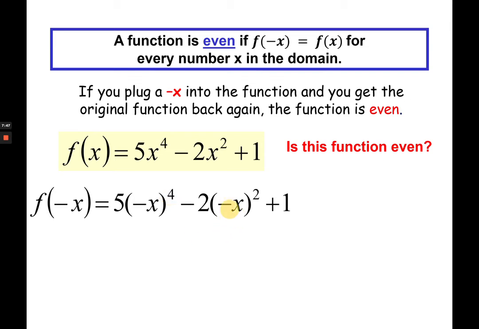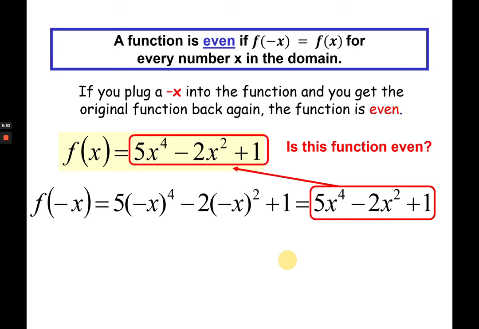The same case here, negative times negative is positive. Then negative 2 does not change sign, 5 does not change sign, 1 does not change sign, everything did not change sign. It remains the same. Then it is even. Yes, the function is even.